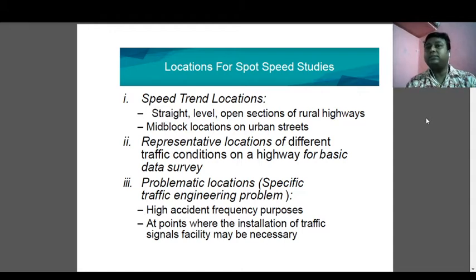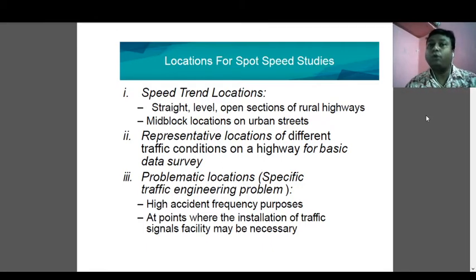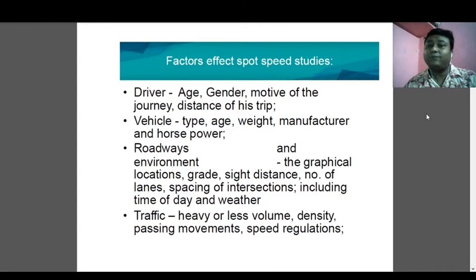As traffic signals are installed at a particular location, when we are talking about the particular location, we have to find out the spot speed, which means we have to find the speed at that particular spot.